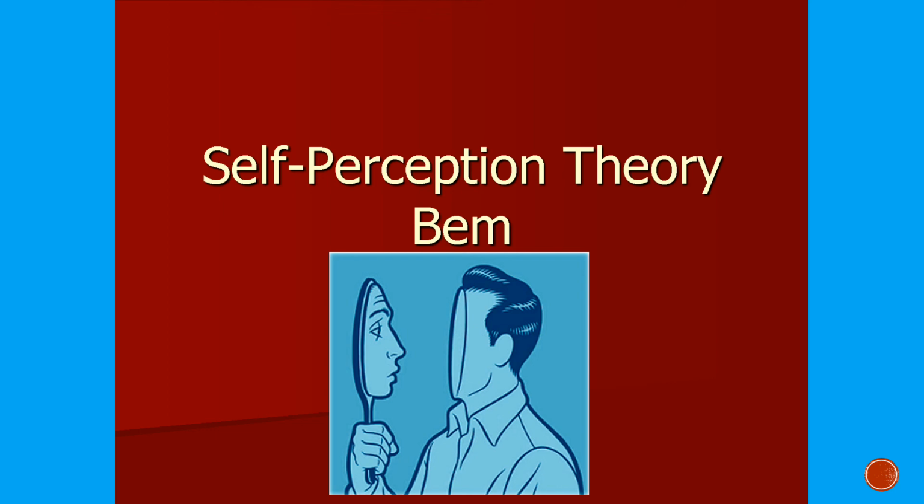But briefly, what Bem's theory is all about is that we come to know ourselves the same way we know other people. We observe ourselves and process information about ourselves the same way we observe and process information about others. And so we don't have any sort of direct knowledge about our personalities, our feelings, our desires, our motivations. We figure it out the same way we figure out these things about other people.